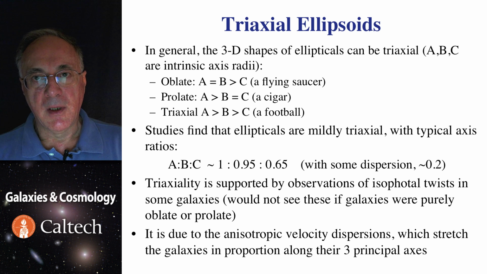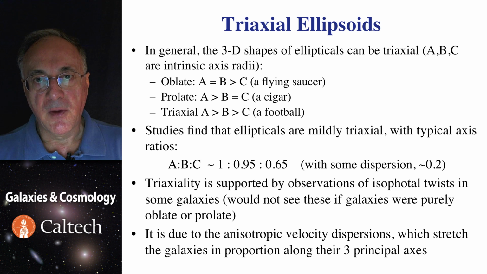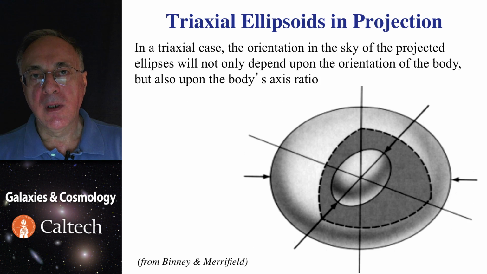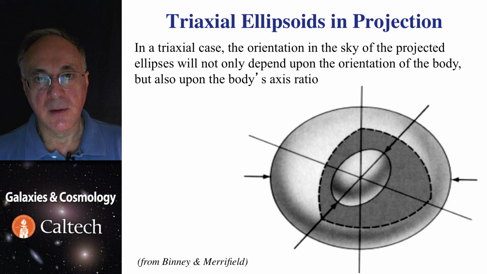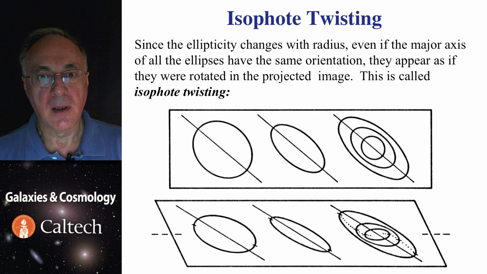In addition to the dynamical evidence for anisotropic velocities, which I'll show you in the next module, we can actually tell this from pictures themselves. And this is a little tricky to envision, but it works like this. If you look at a set of nested triaxial ellipsoids from some oblique angle, you will in fact see that their apparent projected major axis seems to move, to rotate on the sky. And that is called isophote twists.